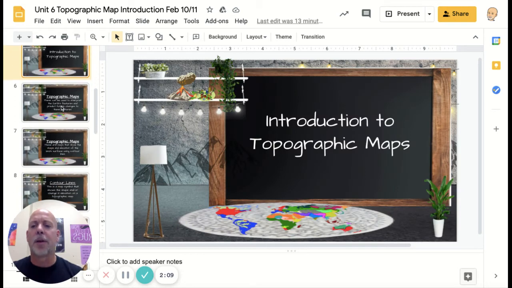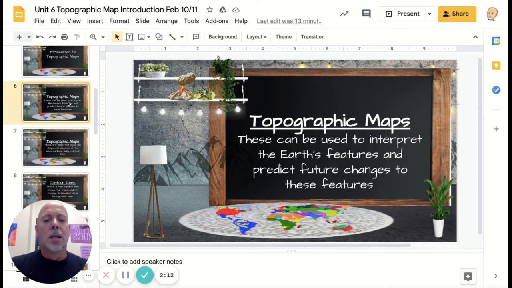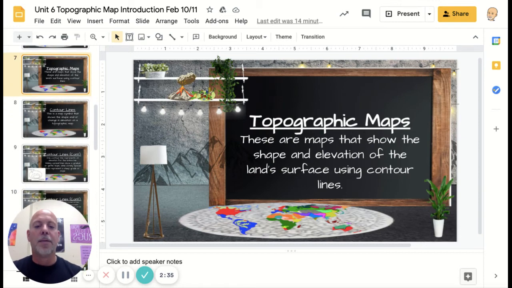So here we go, introduction to topographic maps. Topographic maps can be used to interpret the Earth's features and predict future changes to these features. So it'll allow us to see what we see today, but over time, topographic features change due to weathering or erosion, so you'll be able to compare them in the future. These are maps that show the slope, shape, and elevation of land's surface using contour lines, which we'll get into here in a minute. These are what tell us how steep or how gradual a slope is.